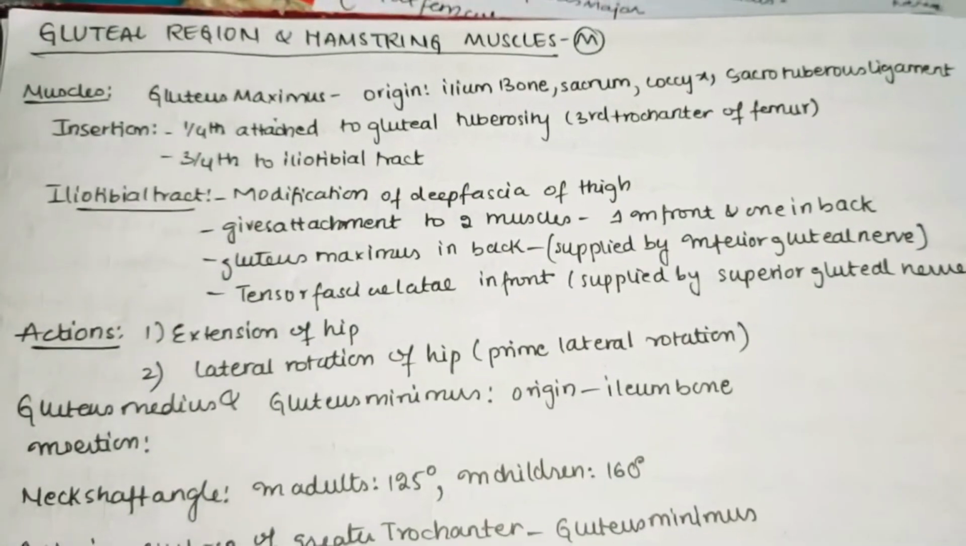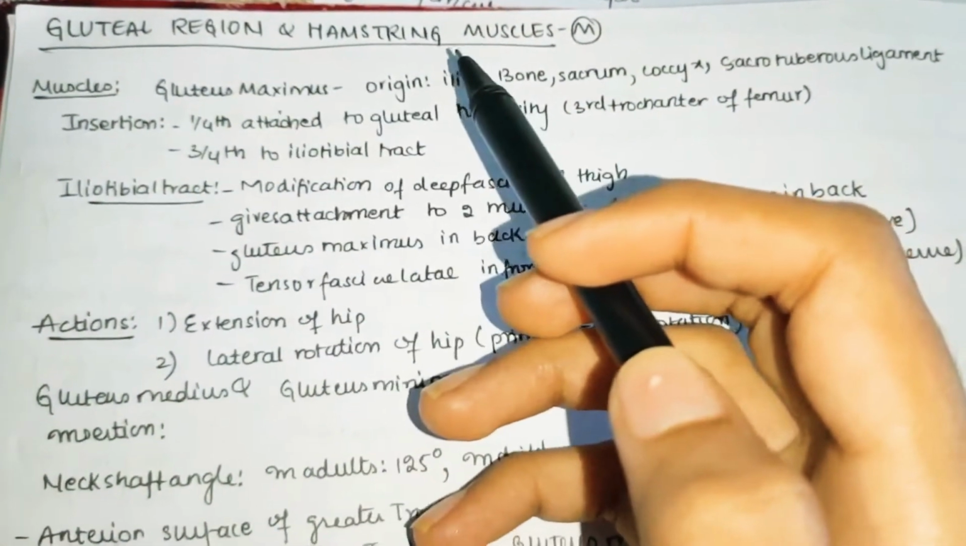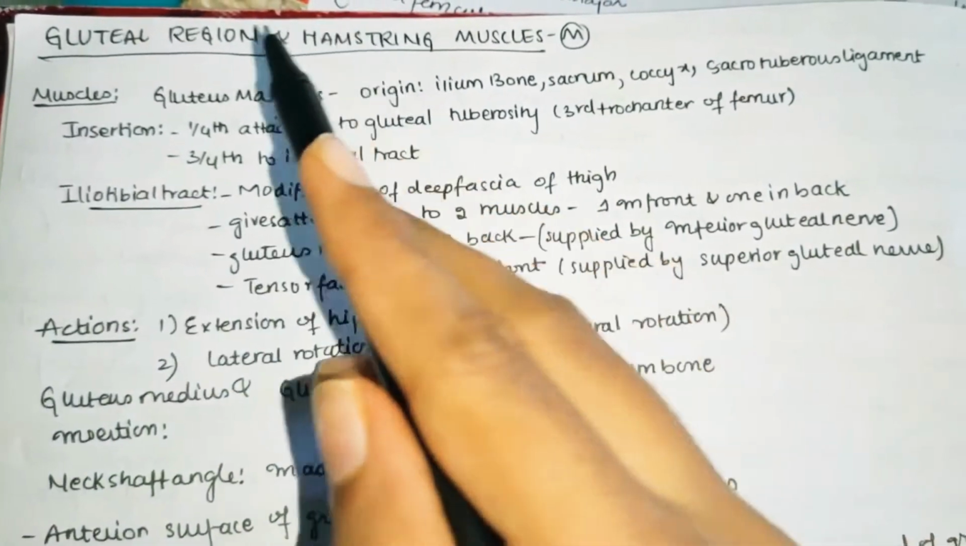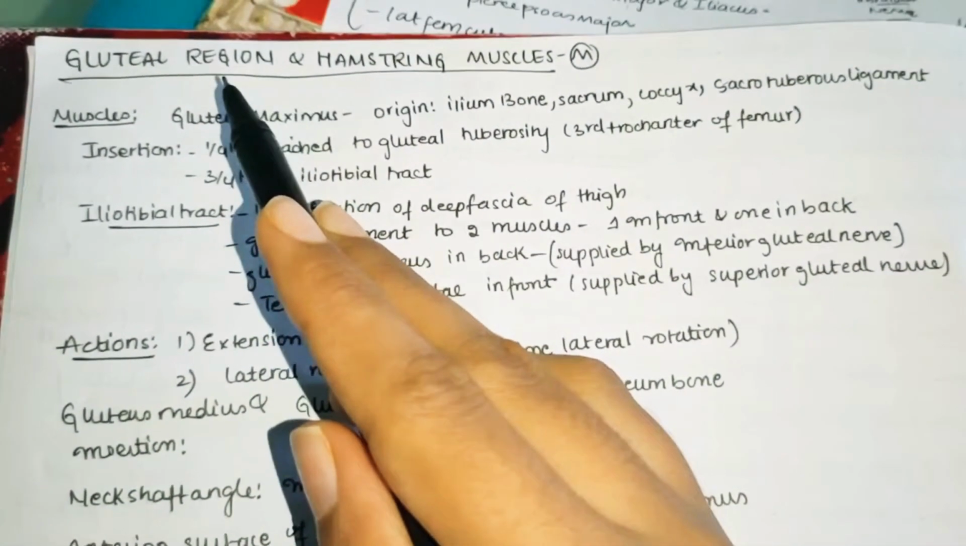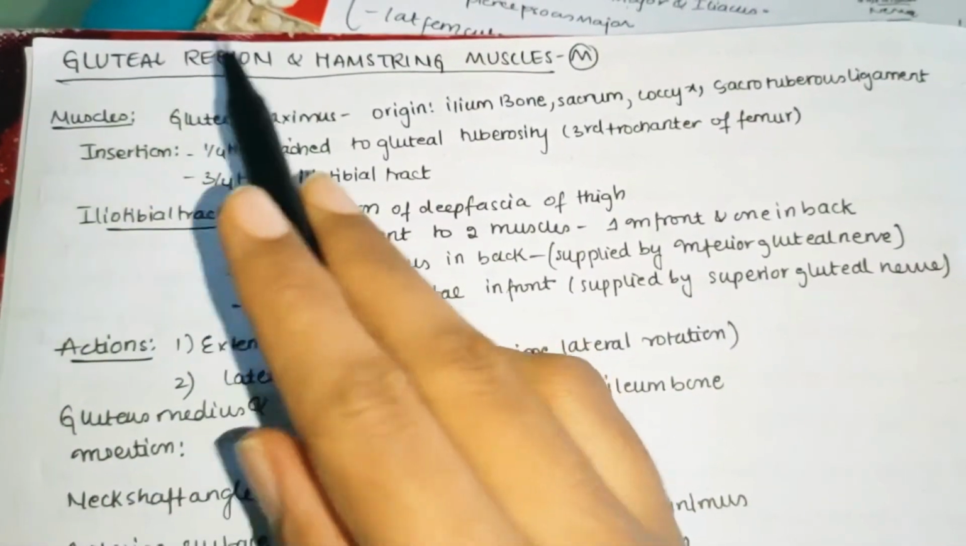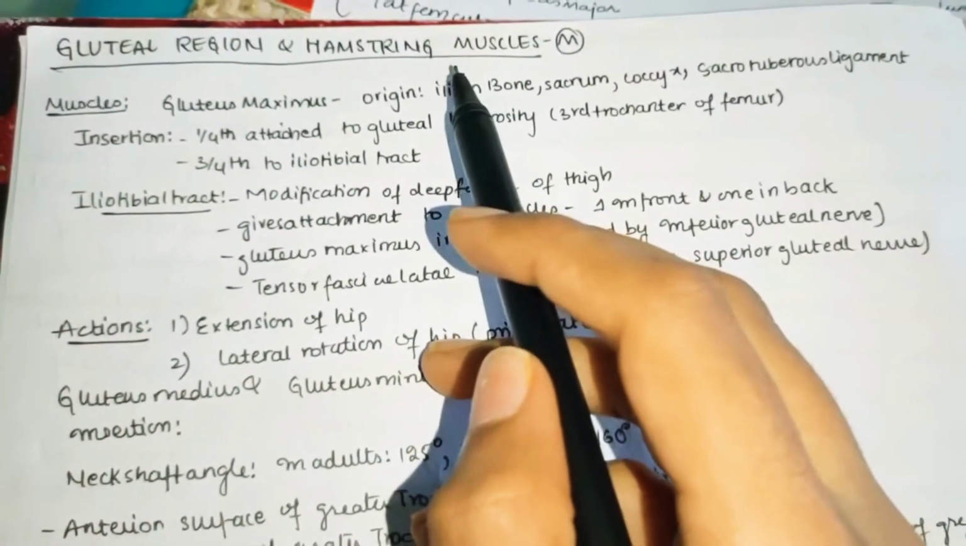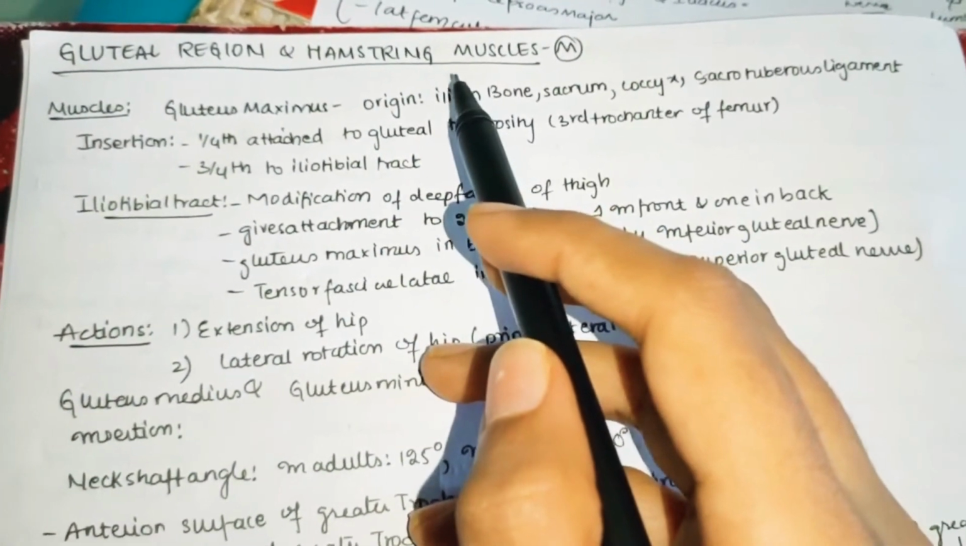In this video we are going to discuss the gluteal region and hamstring muscles. That is nothing but the posterior compartment of the thigh. In the upper region you have the gluteal region and below you have the hamstring muscles, right? These are the extensor muscles of the thigh.